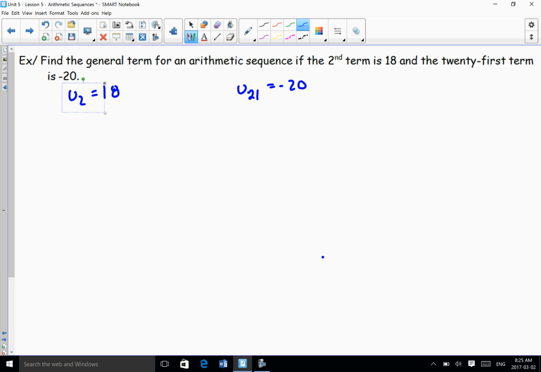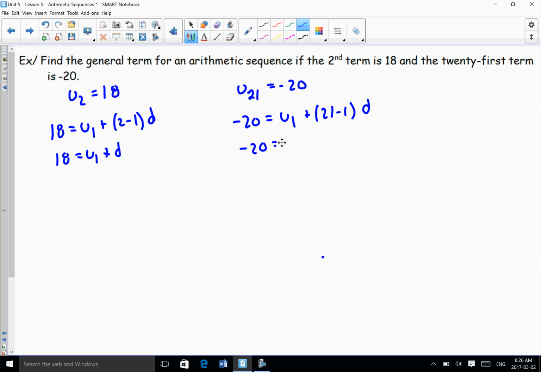I can take these two things and make two separate equations. I can say that 18 equals u1 plus (2 minus 1) times d, and I can simplify that, but that's as far as I can go with that one. If we do the same thing for the other equation and simplify, I now have two equations with two variables. That means I can use old methods, in this case elimination, to solve this.